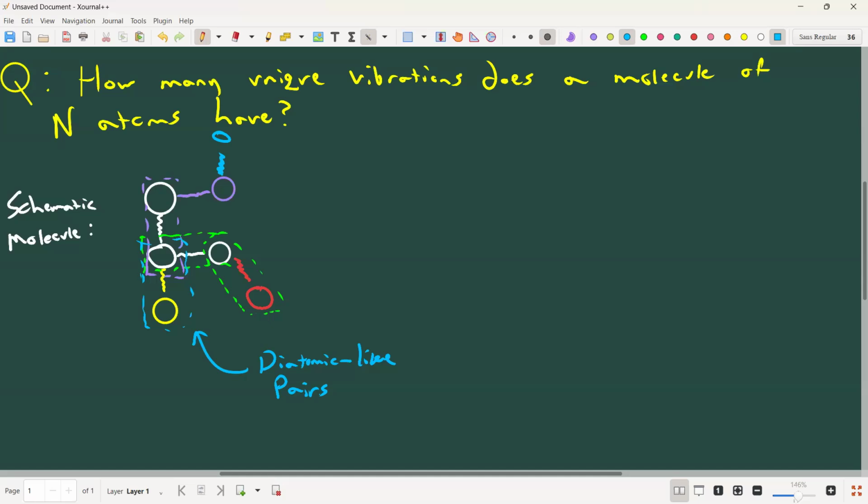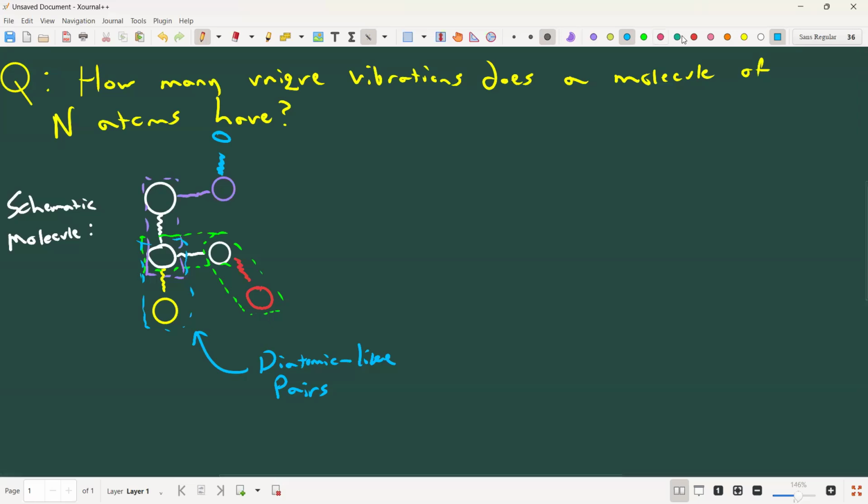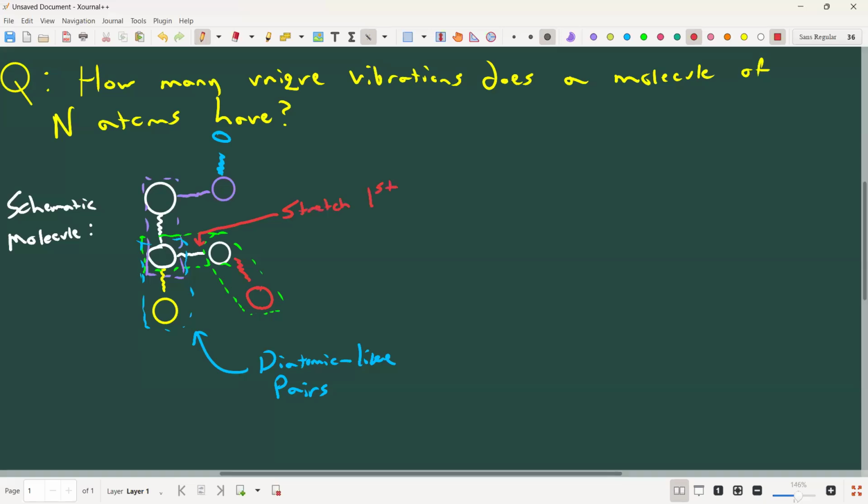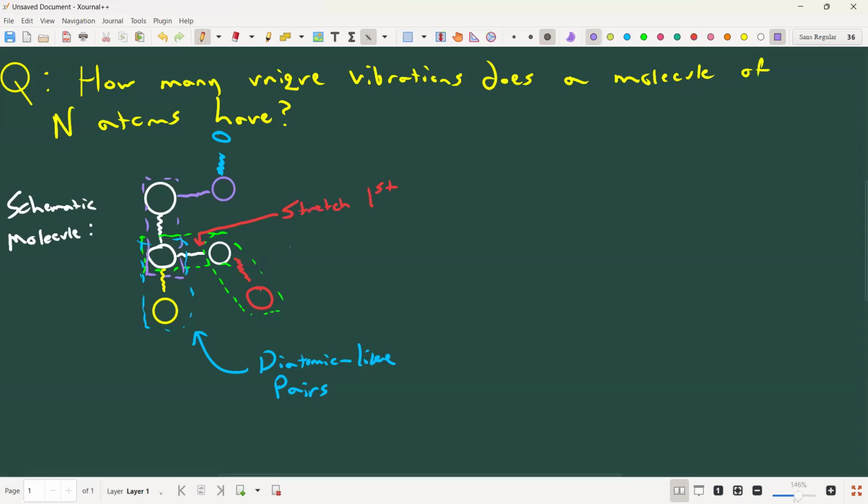But there's a problem. The big problem with this statement, there's a couple of them, but the first one that's really obvious is imagine I stretch this one. Maybe the people on Zoom can't see what I'm talking about, but let's say, for instance, I stretch this bond first. So it stretches, and then let's say I want to stretch this one next. So I stretch that one first and then I stretch this one second.